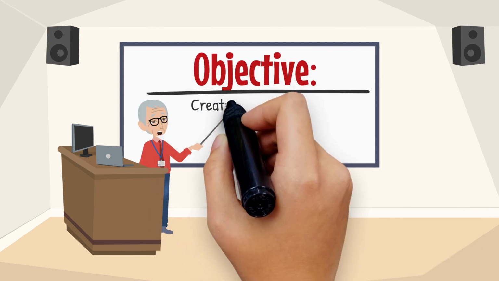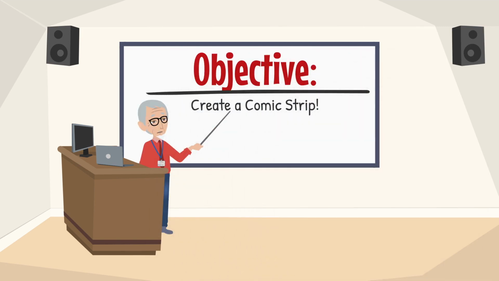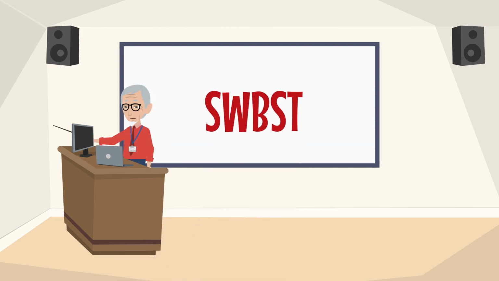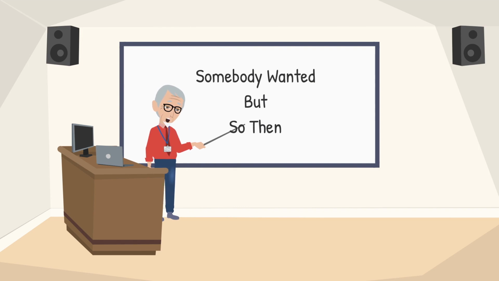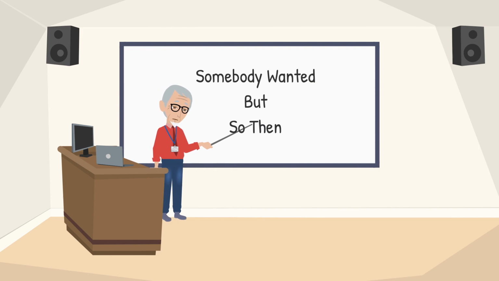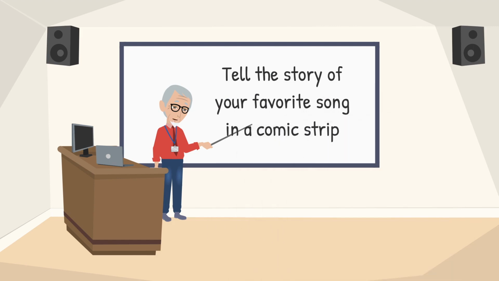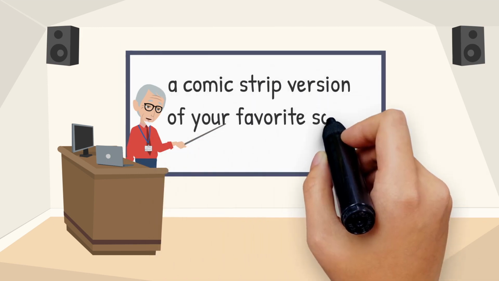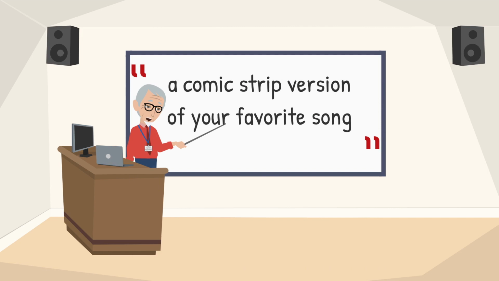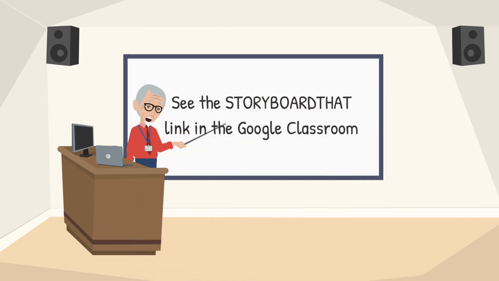First thing that we're going to look at is the assignment. Your objective: create a comic strip that tells the story of your favorite song using the SWBST format, which means somebody wanted but. Here are some specific instructions. Think about your playlist. Decide which song is your favorite. Now, create a comic strip version of your song. Think of it as a sort of comic strip version of a music video. Then go to www.storyboardthat.com link to complete the assignment.